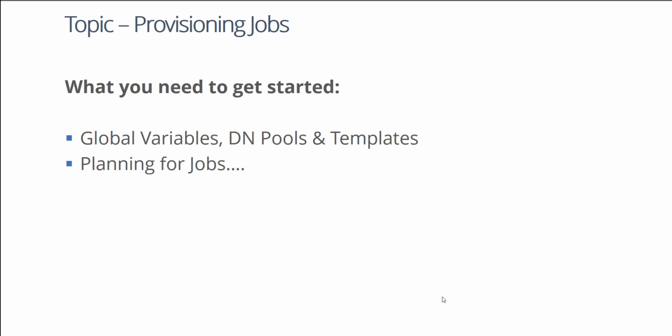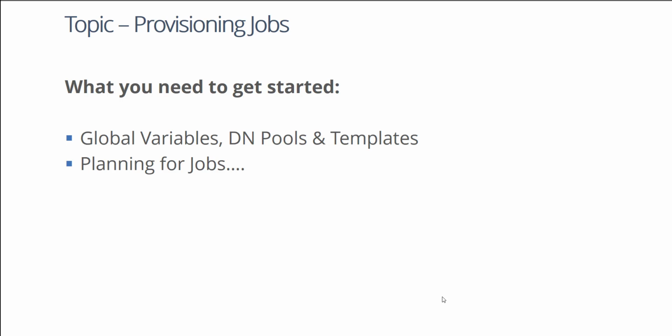So what do we need to get started here? Well, first of all, aside from obviously having Provisioning Manager deployed, up and running, and following along with some of those best practices to have the system ready, you definitely need to have things like your global variables, your DN pools, and your templates built. If you haven't watched the prior videos, you're not really going to be ready to start building out jobs. You're going to find you have to keep going back and adding those things as you go along, and it just won't be as efficient a process.